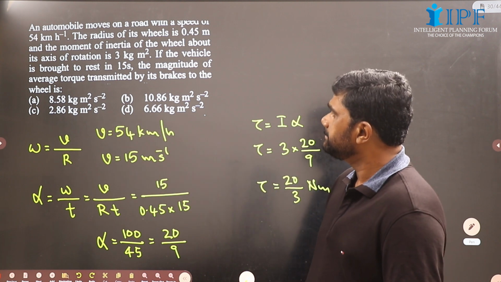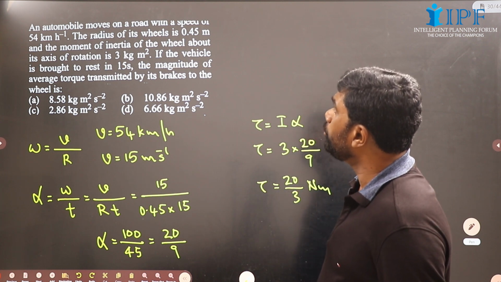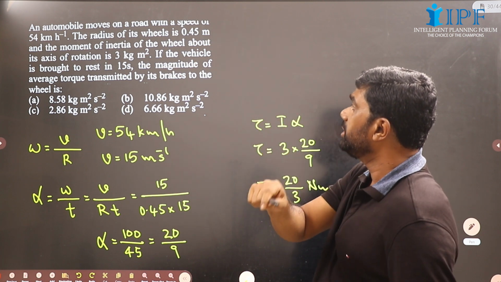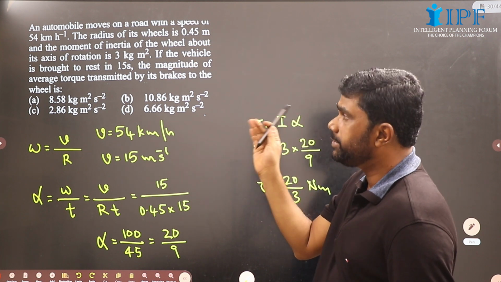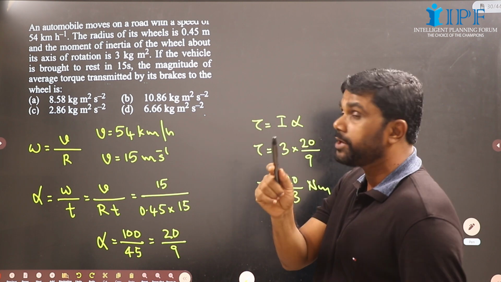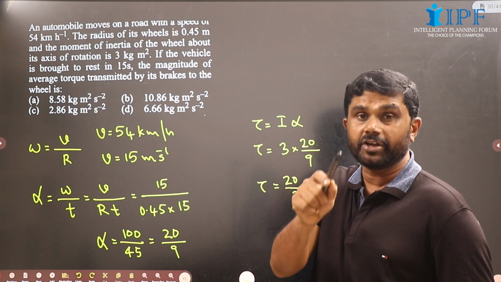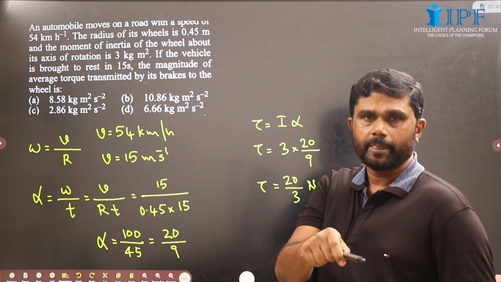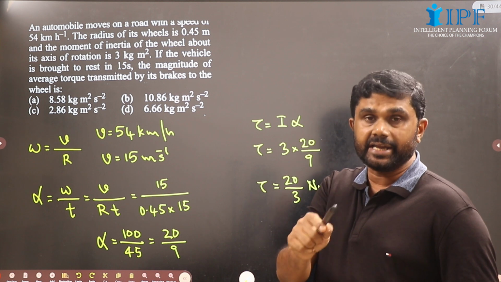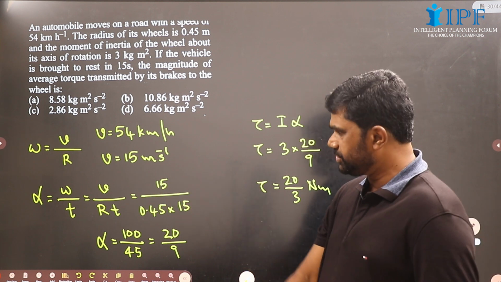Okay, now see, alpha is the angular acceleration. Now an automobile moves on a road with a speed of 54 km per hour. The radius of its wheel is 0.45 meter, and the moment of inertia is 3 kg meter square. If the vehicle is finally brought to rest, the final angular velocity is 0. Initially it is omega, and omega by time will give you the angular acceleration because the final angular velocity is 0.